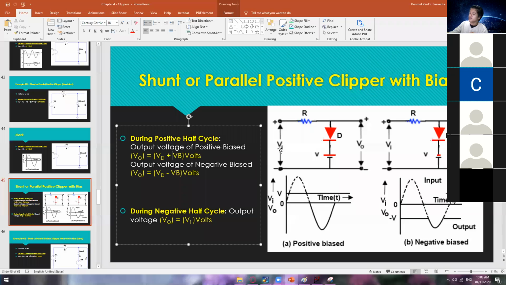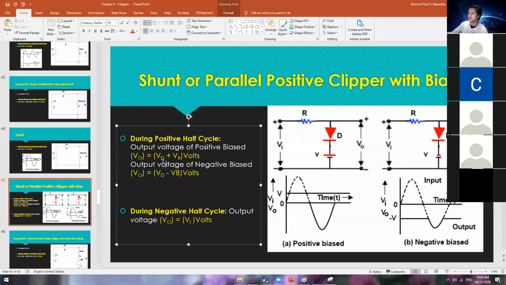As you can see right here, if it's in forward bias, positive to positive, negative to negative, then we have a complete loop in here. If we have a complete loop, it will never pass through our V sub O. So our only voltage output is the voltage drop of the diode and then the bias voltage itself. So that's why we have V sub D plus V sub B.